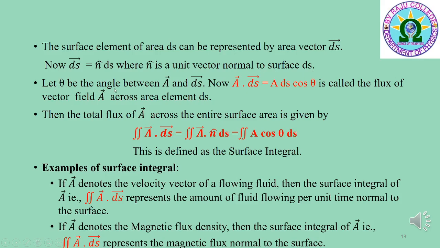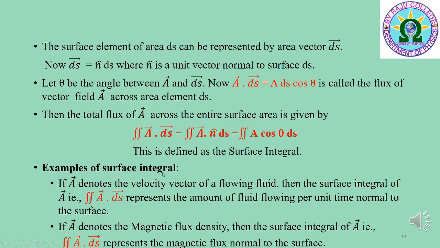Let theta be the angle between A bar and ds bar. Now, A bar dot ds bar is equal to A ds cos theta, called the flux of vector field A bar across the area element ds. Then, the total flux of A bar across the entire surface of area S is given by the surface integral, that is, double integral of A bar dot ds bar is equal to double integral of A bar dot n cap ds is equal to double integral of A cos theta ds. This is defined as the surface integral.